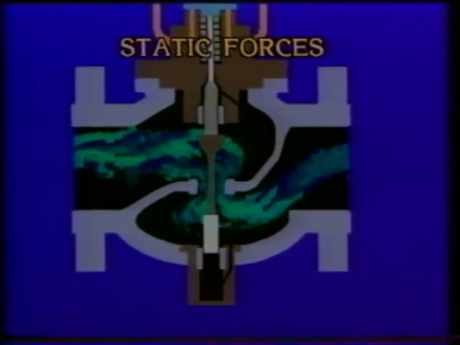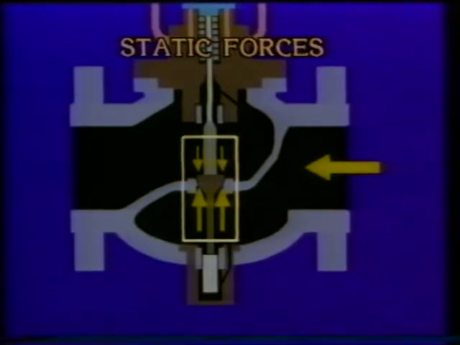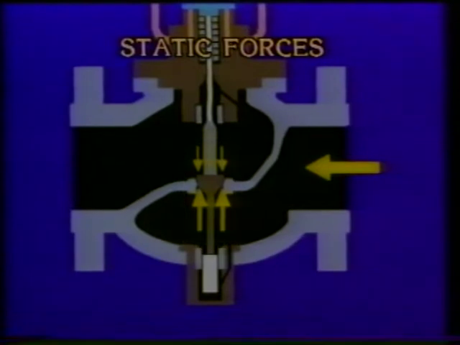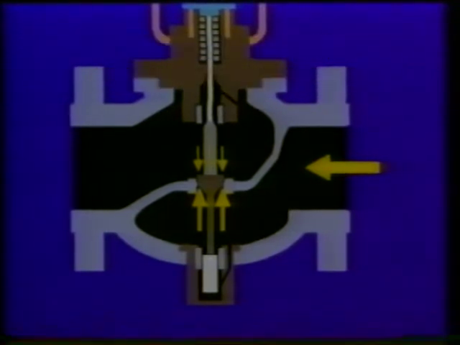The first of these factors are the static forces that exist while the valve is under pressure, but when no flow exists. The predominant static force in a common globe valve is a result of the pressure unbalance across the valve. As you can see, two forces are applied to the valve plug. Each force is equal to the exposed area multiplied by the pressure acting on that area. The higher the differential pressure, or the larger the exposed area, the greater the unbalance in forces.